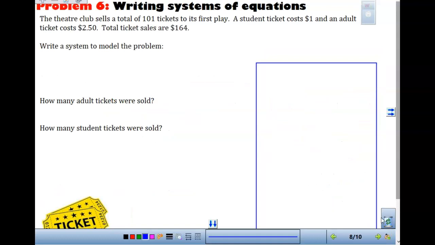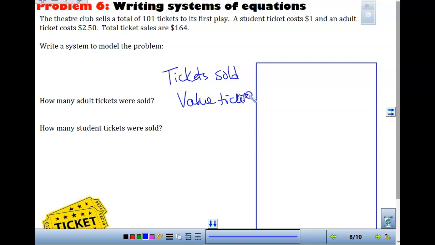Earth, if you would read that last equation for us. The theater club sells a total of 101 tickets in its first day. A student ticket costs $1 and an adult ticket costs $2.50. Total ticket sales are $164. So the first thing I want you to think of is we are going to look at the tickets sold.